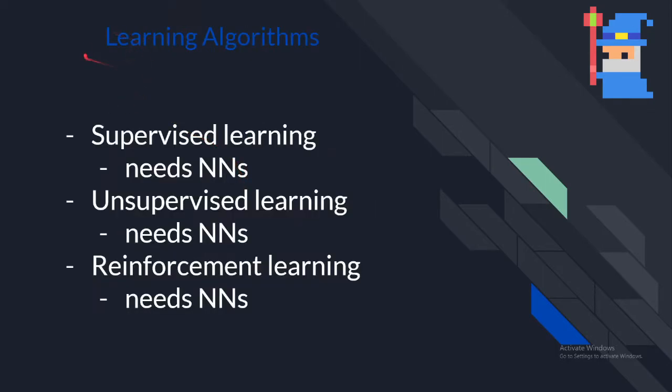Now the learning algorithms can be sorted into three more, let's say, sub algorithms, I guess. So there's the supervised learning, which is what I just explained to you. So you have data, you have images of cats and dogs, and then you say that's a cat, that's a dog. That one really needs neural networks for it to work well to get state-of-the-art performance.